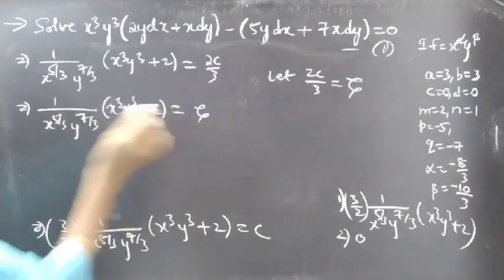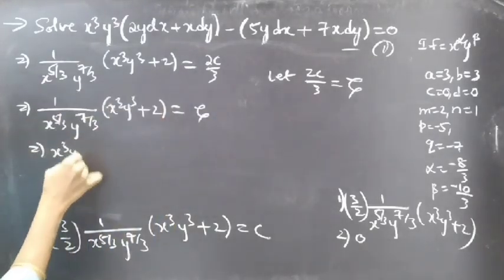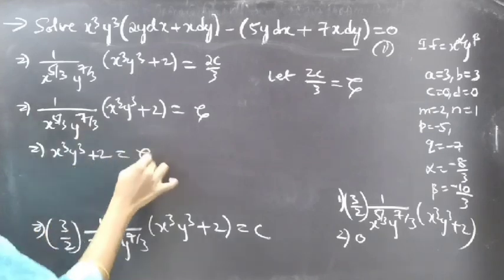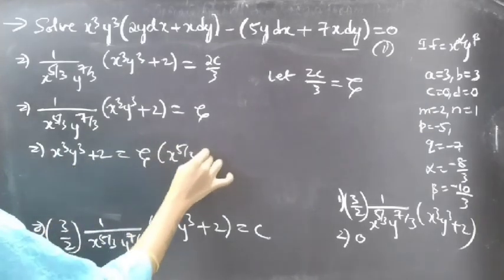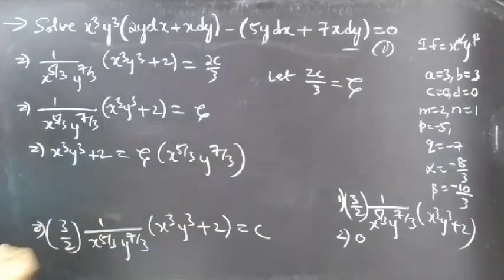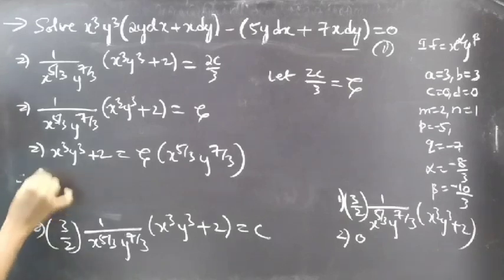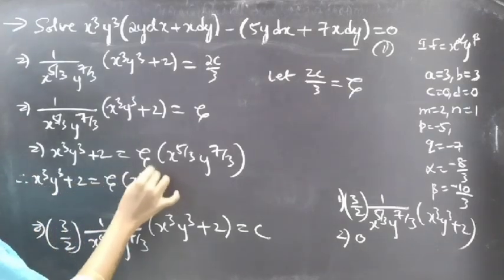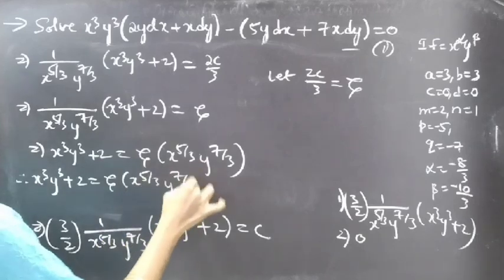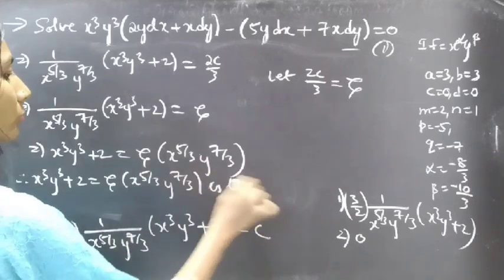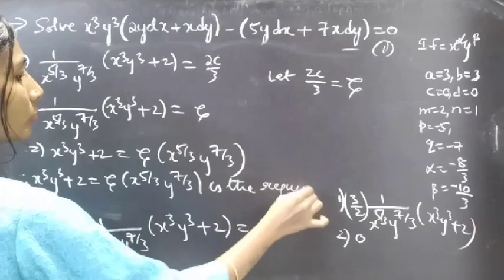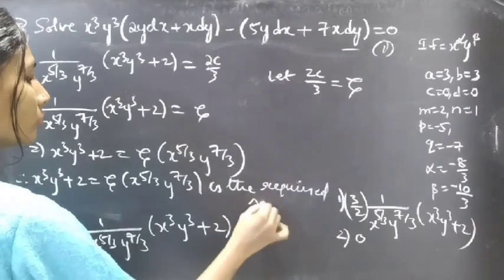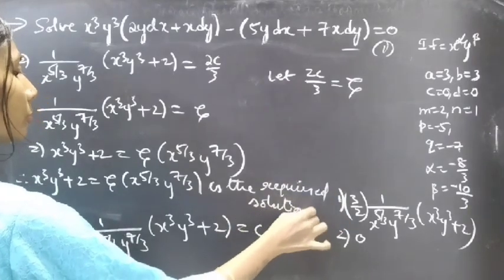Now take this term to RHS, then you'll get x cube y cube plus 2 equal to c into x power 5 by 3 y power 7 by 3, which is the required solution to the given differential equation. Therefore, x cube y cube plus 2 equal to c into x power 5 by 3 y power 7 by 3 is the required solution. Which completes the problem.